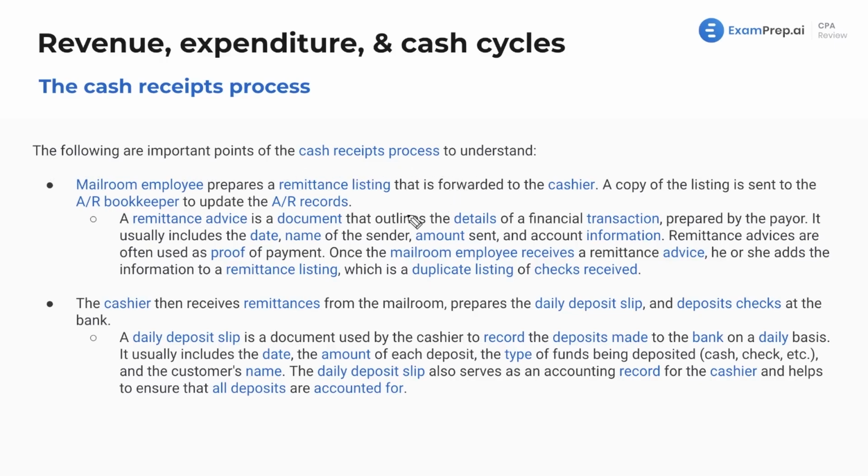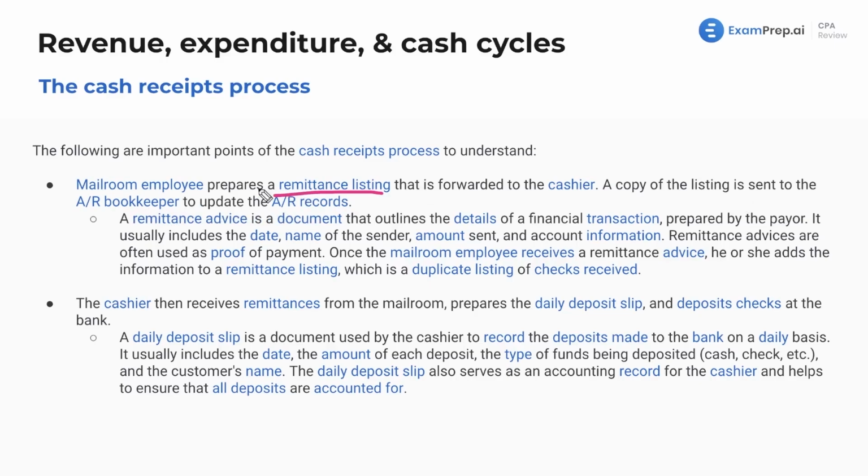Like I said, we will see this again in cash, not as extensively as we are seeing it here. However, when we do get to cash, we'll see this again. Kind of overlap there. So the mailroom employee is going to prepare a remittance listing that's forwarded to the cashier. A copy of that listing is sent to the AR bookkeeper to update the AR records.